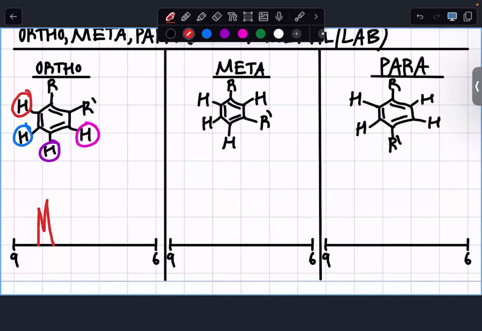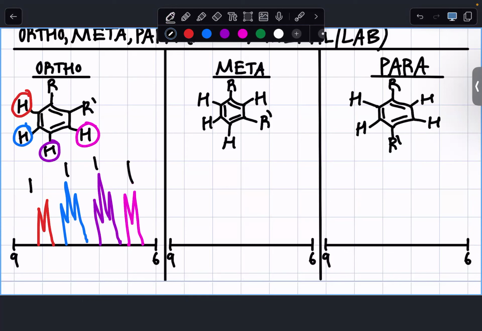How about the blue one? Yeah, 3, because it has 2 neighbors. 2 plus 1 is 3, triplet. Same as for the purple one. The pink one should have 2 because it has 1 neighbor. Right? So you'll see numbers on it as well, where these numbers represent how many hydrogens are there on the benzene ring.